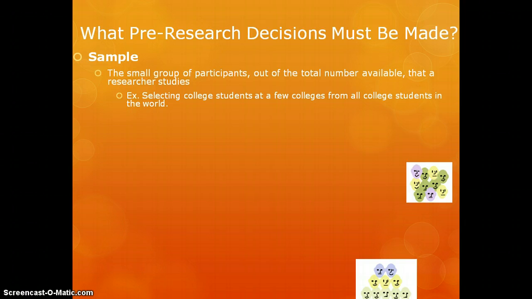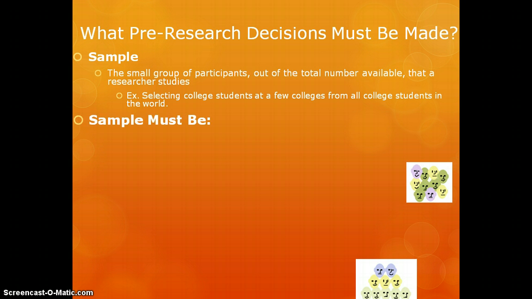For example, let's say a researcher wants to study college students. They're going to select college students from a few colleges versus trying to question every single college student in the world. And then what you'll see is that they will generalize the results that they gathered from a few college students to all college students.